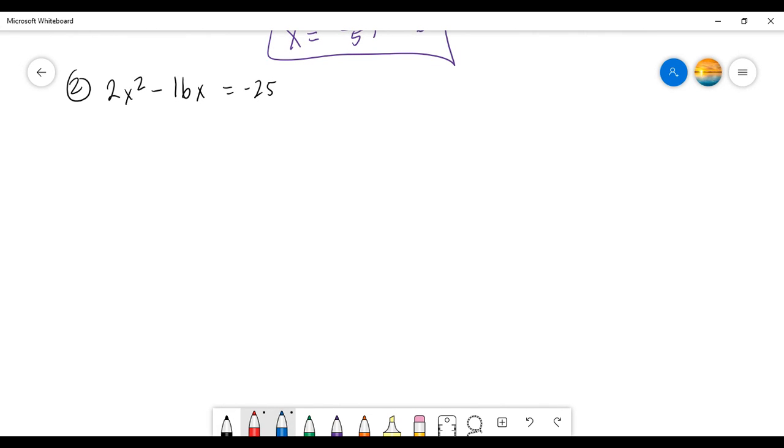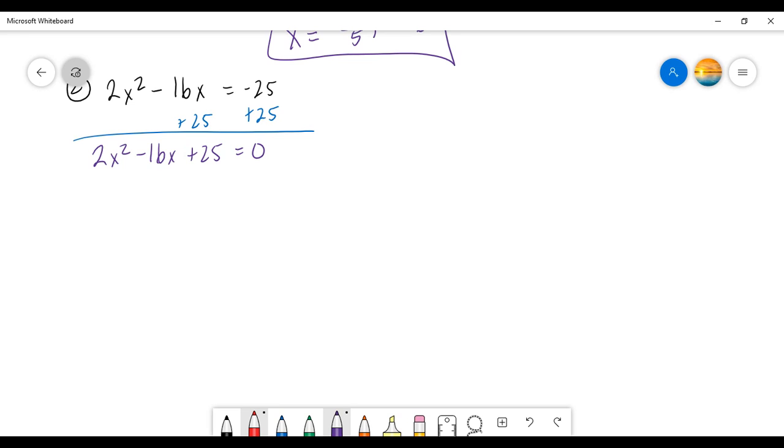To make it in standard form, we do need to add 25 to both sides of the equation. When we do that, we'll get 2x squared minus 16x plus 25 is equal to 0. Now we can identify our A is 2, our B is negative 16, and our C is 25. We're going to substitute those values into the quadratic formula.